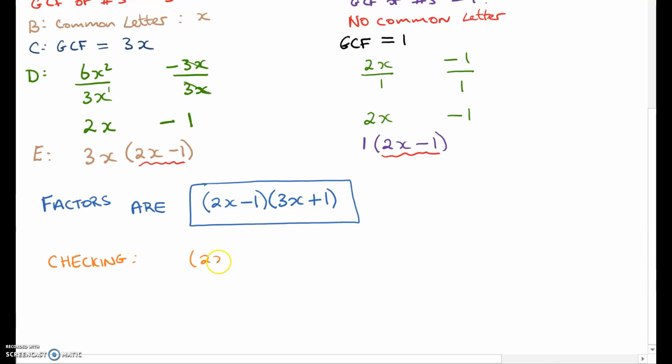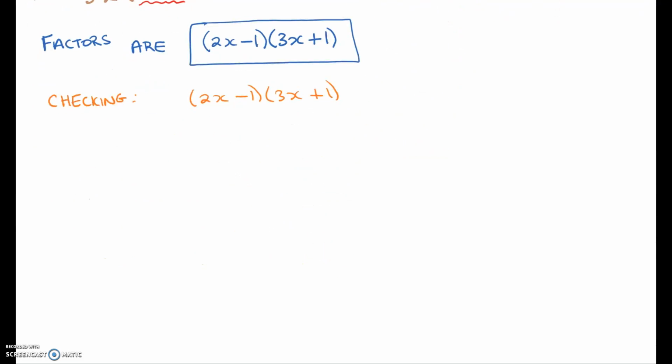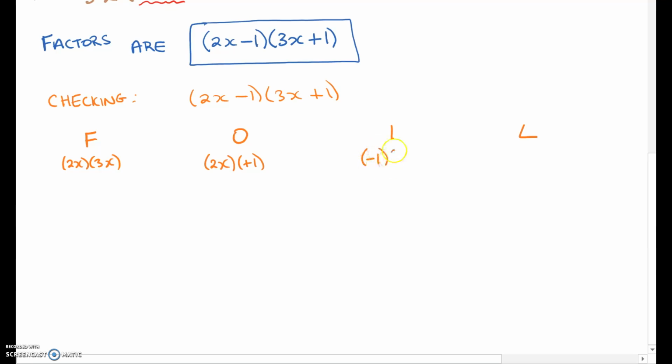So 2x minus 1 times 3x plus 1. And if we use FOIL on that, we'd have 2x by 3x, 2x times plus 1. The insides would be negative 1 times 3x, and the last place in each is negative 1 and plus 1. And I always use the signs, and I'd encourage you to use the signs as well. So 2x by 3x is 6x squared, 2x by 1 is plus 2x, minus 1 by 3x is minus 3x, minus 1 by plus 1 is minus 1.